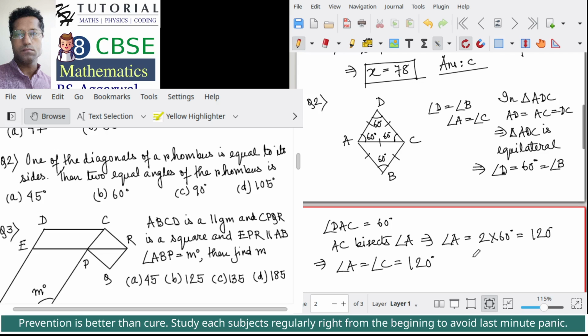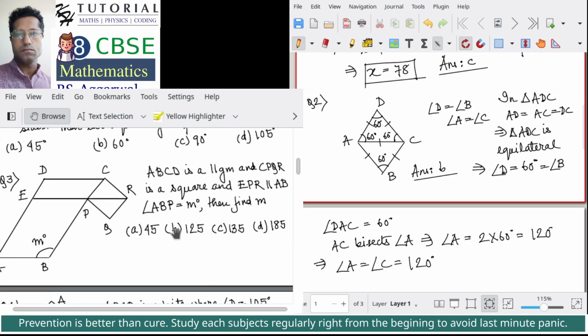Now in the choices, it is only given 60 degree. So we know that in this rhombus, the angles connected by the diagonal which is equal to all the sides, that is angle A and C, will be 120 degree each, and the other two opposite angles will be 60 degree. So as per the given choices, the correct choice is B, that is 60 degree, because 120 degree is not there in the choices.